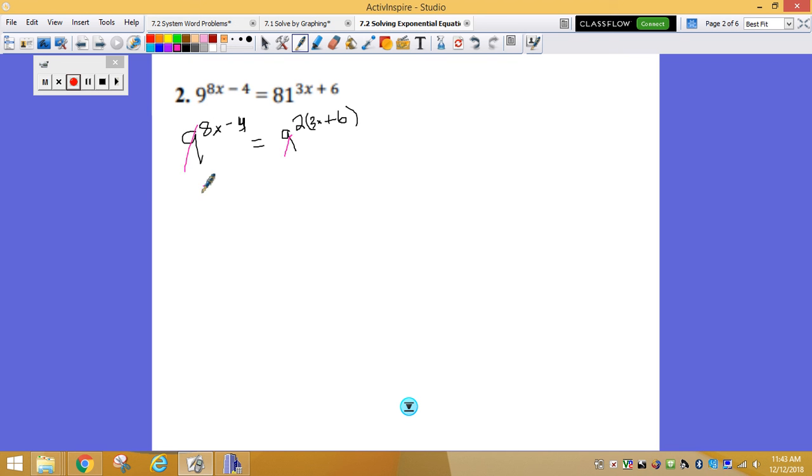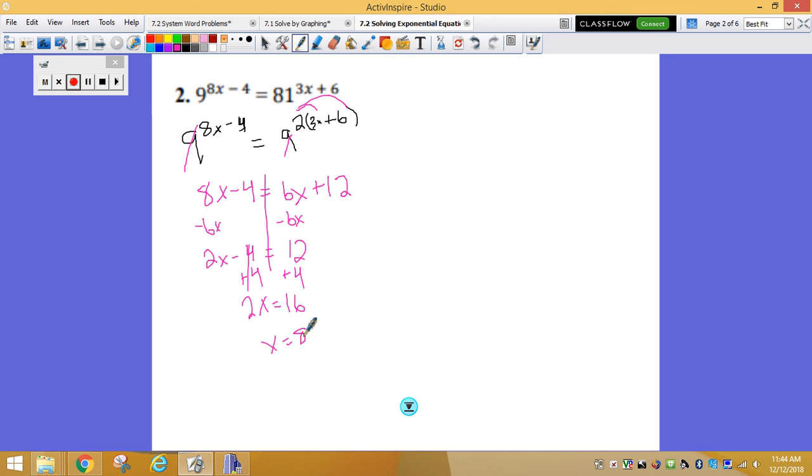out. So I have 8x minus 4 equals, and I'm going to go ahead and distribute here, right? 2 times 3 is 6x, plus 2 times 6 is 12. I'm going to move this 6x over, so I'm going to subtract 6x. 8 minus 6 is 2x. Move my 4 by adding it. The opposite of subtracting is adding. So I have 2x equals 16. Divide by 2, and x is 8.